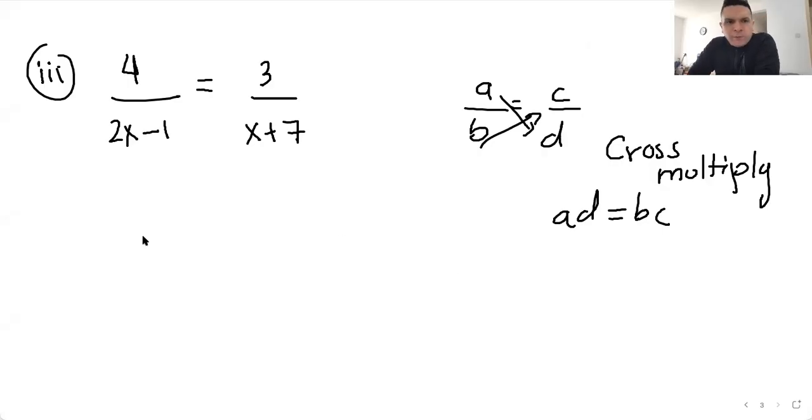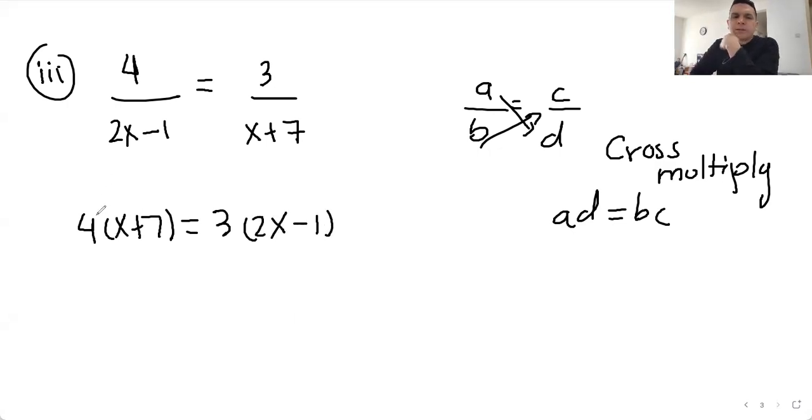So, all right, if we cross multiply this, we're going to get 4 times x plus 7 equals 3 times 2x minus 1. Then we go ahead and distribute these numbers, so it'll be 4x plus 28 equals 6x, 3 times 2x, minus 3 times negative 1 is 3.